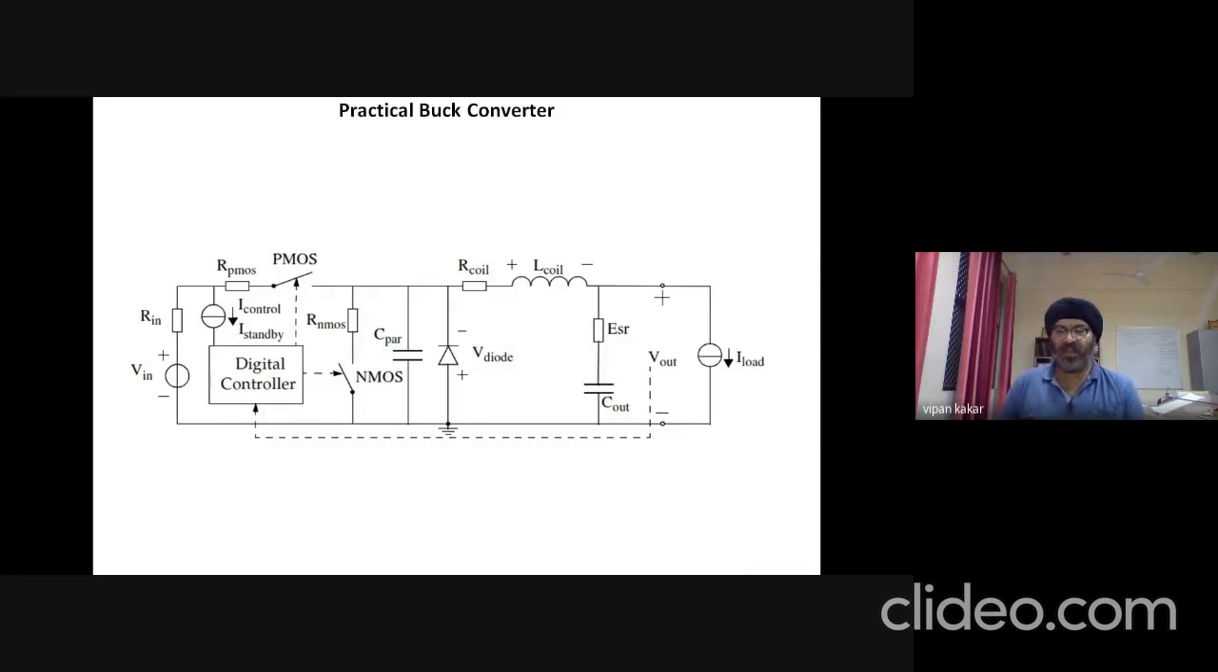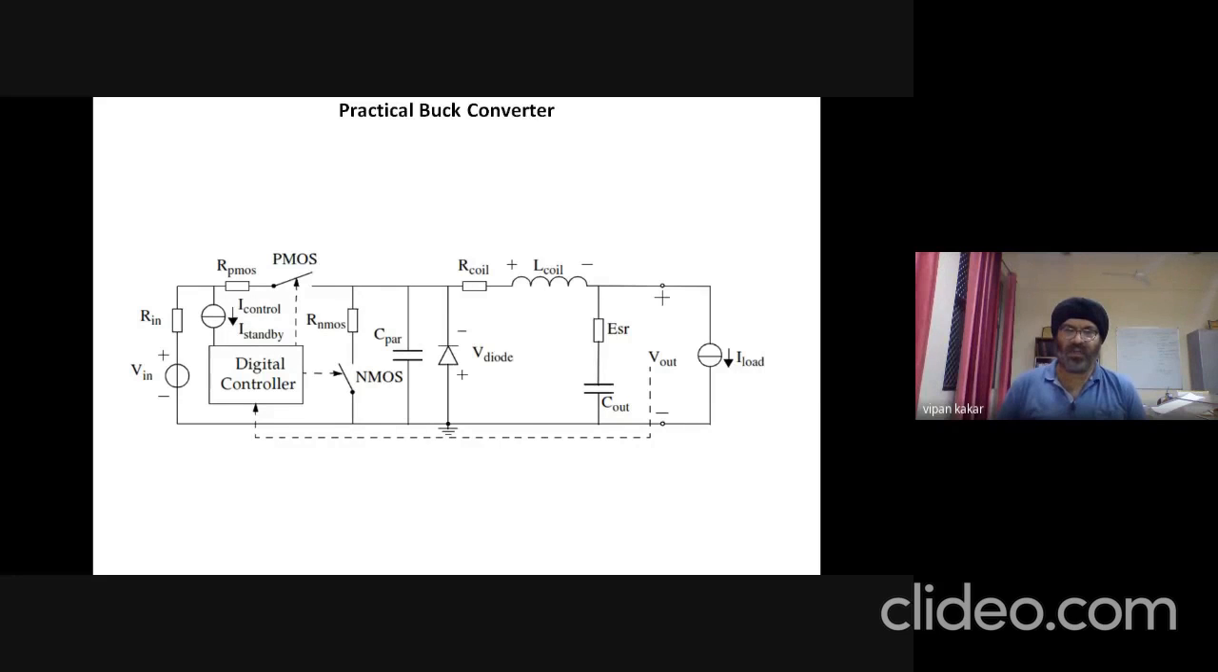So this is the practical buck converter. In this practical buck converter, this diode is now replaced by a MOSFET, a metal oxide semiconductor field effect transistor. NMOS is the N type MOSFET, PMOS is the P type MOSFET. You have studied these P type and N type MOSFETs in your basic electronics course. So we have these two switches. This is the S high switch, this is the S low switch. NMOS is the S low switch.